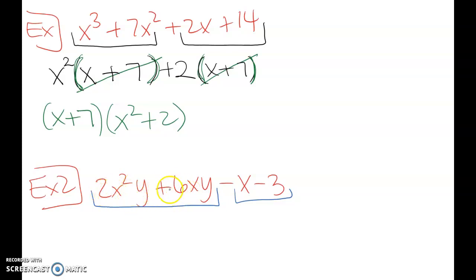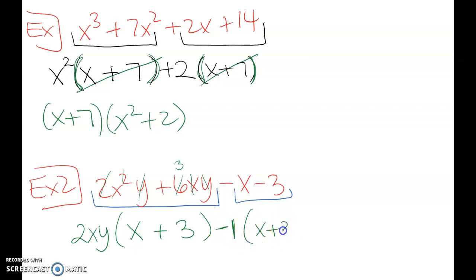So 6 and 2 both have a 2 in it, an x and a y. So what's left is x. So the 2, an x and a y, so yeah, we're left with an x. Here, a 2 goes into it and you're left with a 3, an x and a y. So you're just left with x plus 3. For this one here, we have a negative x and a negative 3. I can take out a negative 1, and I'm left with x plus 3.